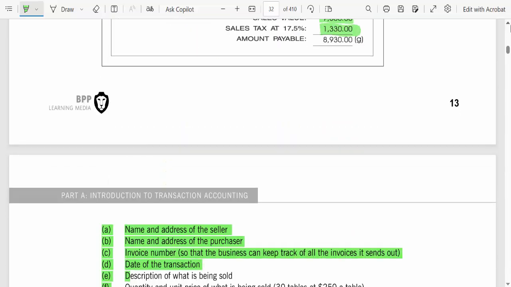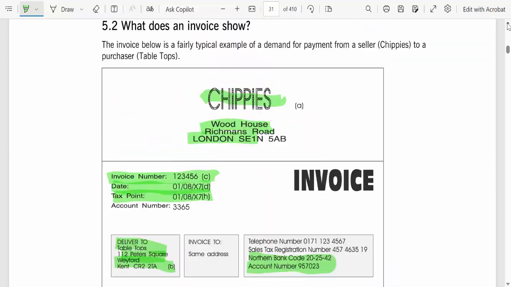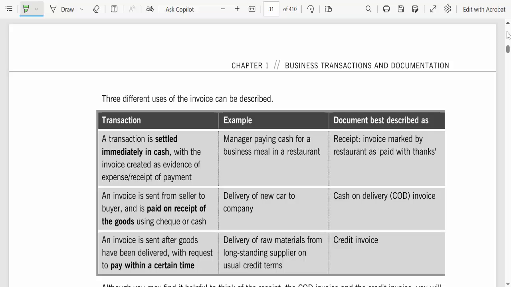Types or uses of invoices. Invoices can be used in different ways depending on when and how payment is required. Let's go through the main types of invoices to better understand their different uses. 1. Cash invoice, or receipt. When it's used. A cash invoice, often just called a receipt, is used when a transaction is settled immediately in cash.